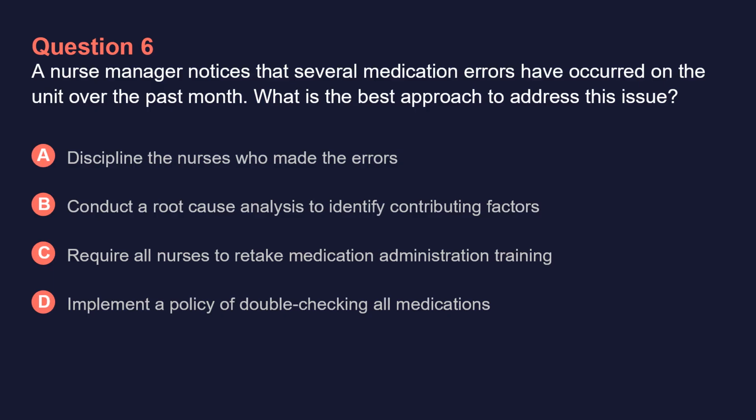Question 6. A nurse manager notices that several medication errors have occurred on the unit over the past month. What is the best approach to address this issue? A. Discipline the nurses who made the errors. B. Conduct a root cause analysis to identify contributing factors. C. Require all nurses to retake medication administration training. D. Implement a policy of double-checking all medications.